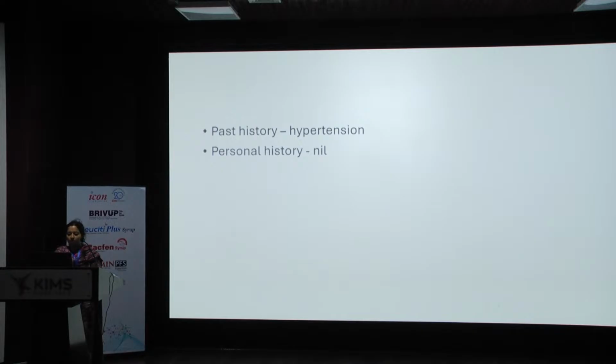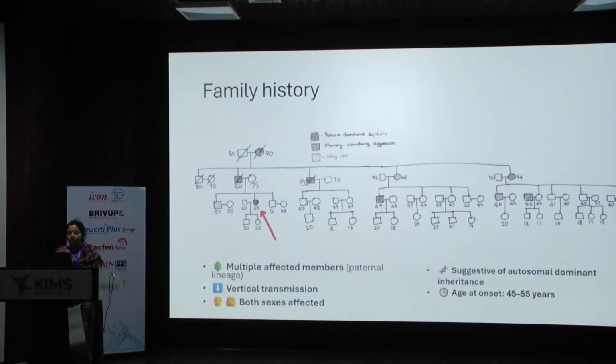There is nothing remarkable in her personal history. Her family history showed that there are multiple members who are cognitively affected in the family in the paternal lineage. This is the patient, and in the paternal lineage, almost 10 people are affected so far, and showed a vertical transmission with all the generations being affected. Both male and female were affected, suggesting an autosomal dominant pattern of inheritance. And the age of onset in all of them was a little younger, around 45 to 55 years of age.